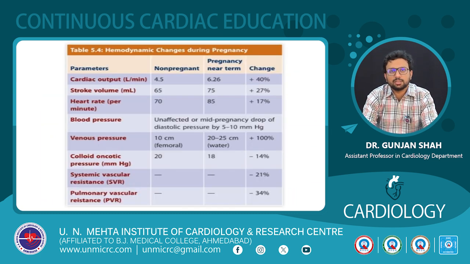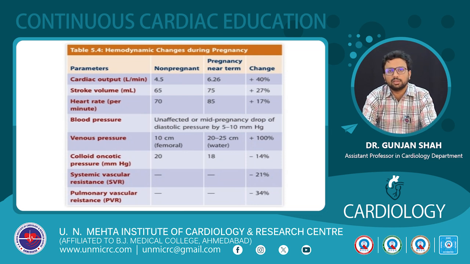This table mentions the same thing as we have seen previously. It is just the summarization of the previous findings. So the cardiac output changes by around 40 to 50% near term from pre-pregnancy values. Stroke volume is increased around 30%. Heart rate is increased around 15 to 17%. Blood pressure is generally decreased by 5 to 10 mm Hg, not a significant drop.